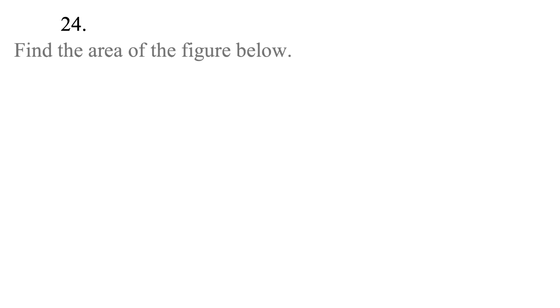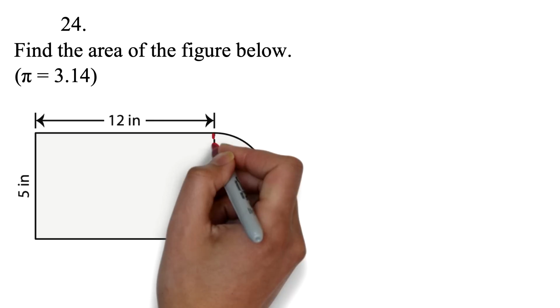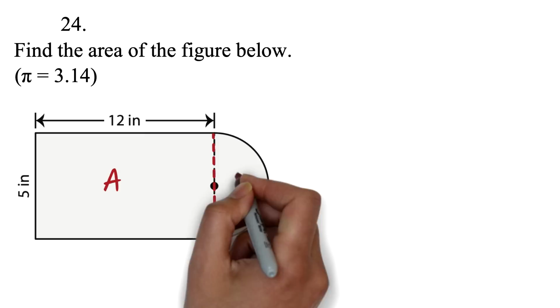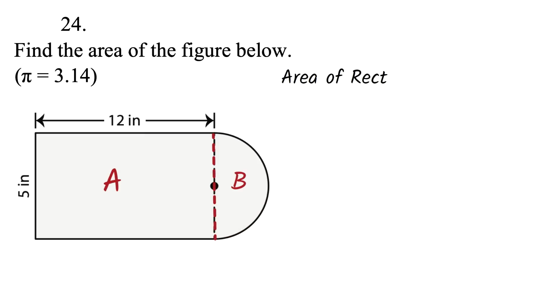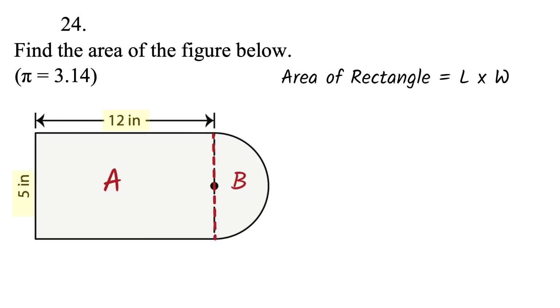Find the area of the figure below. Use pi equals 3.14. The work here is to be able to identify that you can break this into multiple shapes, find the area of each shape, and add the areas. For this figure, we can draw a line here, so that we have a rectangle A and a semicircle B. Area of a rectangle is length times width. This formula is given on the GED formula sheet. We know the length as 12 inches and the width as 5 inches. We multiply it to get 60 inches squared.